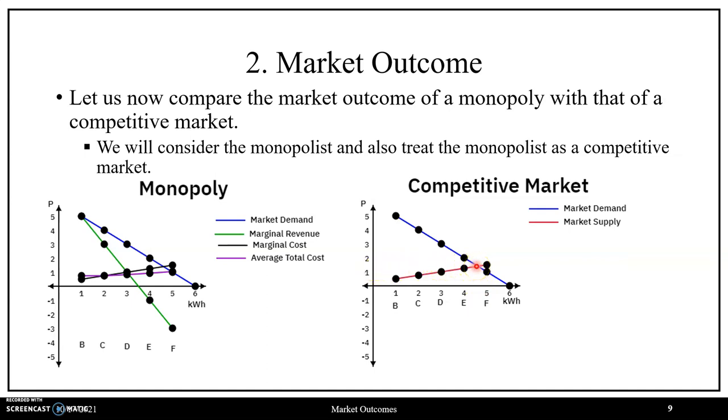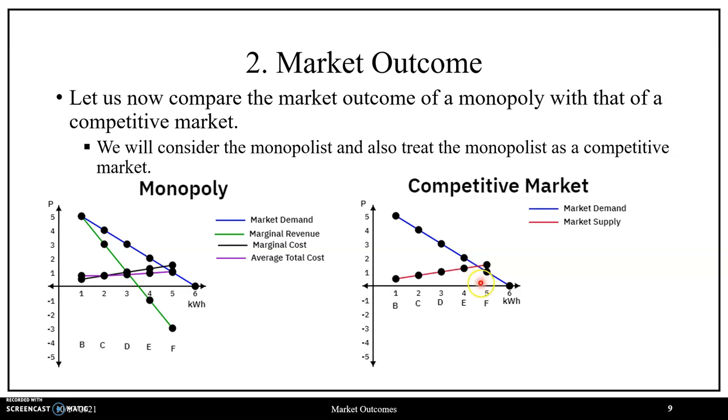This corresponds to a short-run equilibrium for the competitive market, where there will be positive economic profits, and we see that output is strictly greater than that of the monopolist, and the price point is reduced as well.